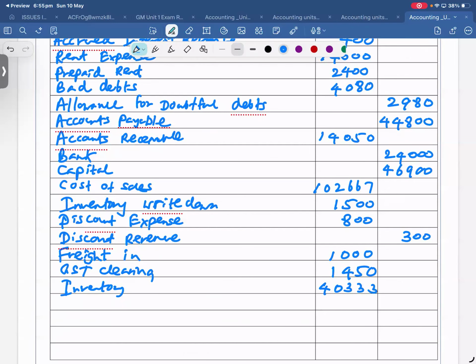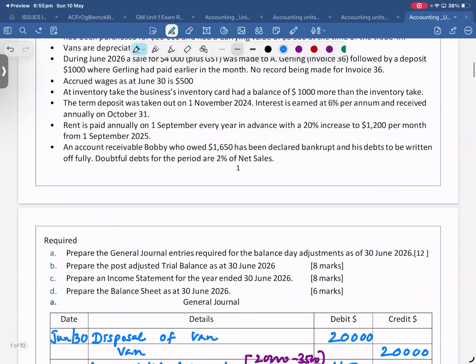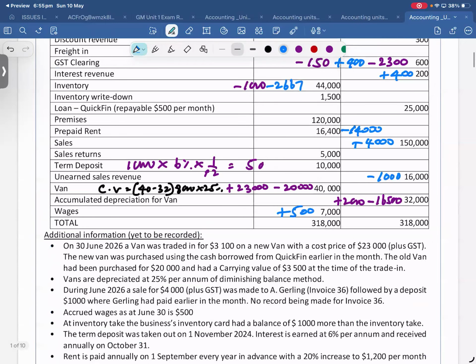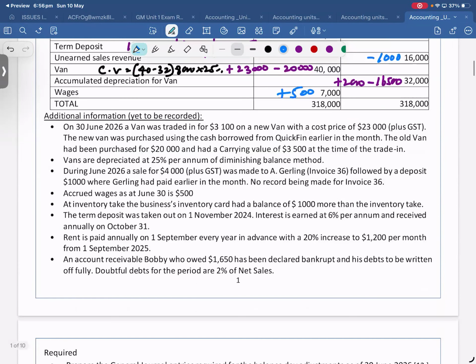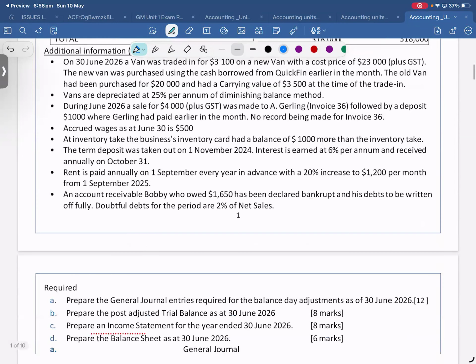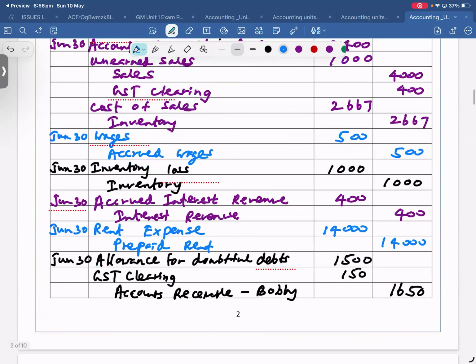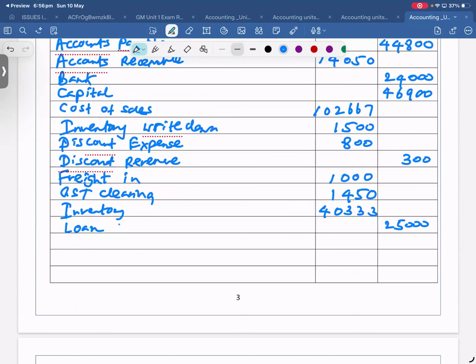Then next one. Loan. Just remember this one, guys. If you want, we can do it right now. It's repayable 500 per month. Loan 25,000. If you are going to forget, you can put it here. That means how much is the current liability? 500 times 12, 6,000, yes?